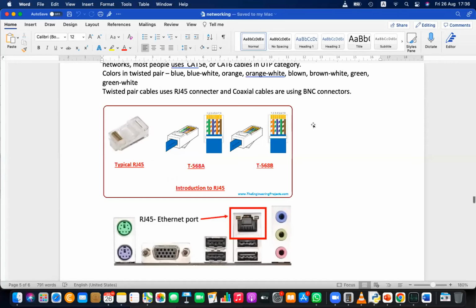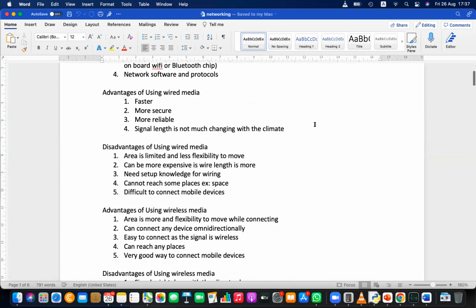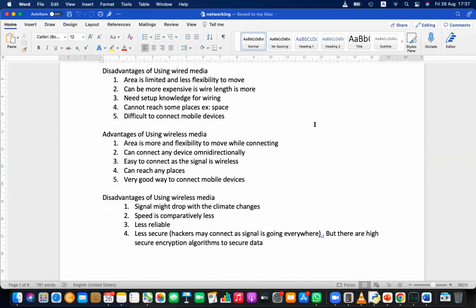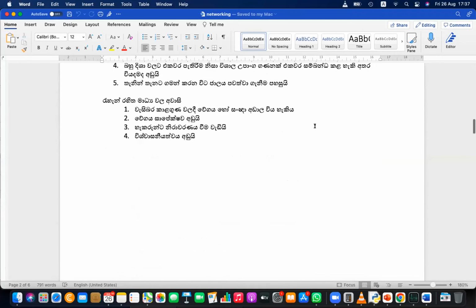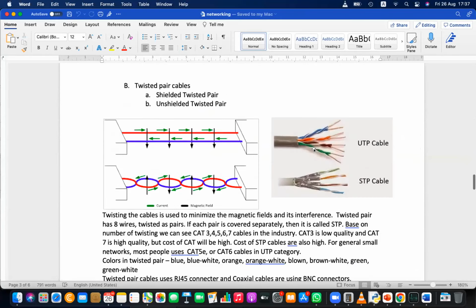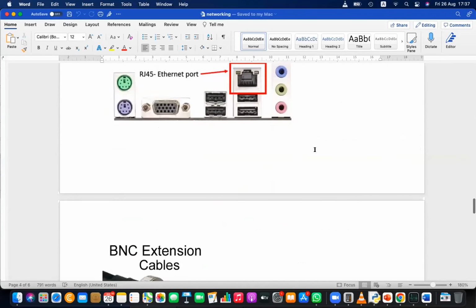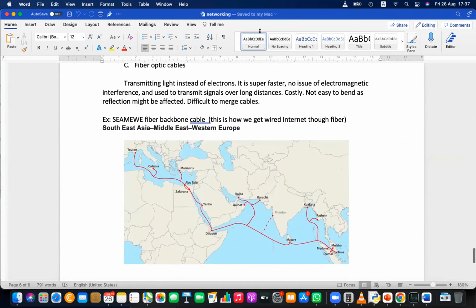Right. Last day we discussed the things needed for a network, and also the advantages and disadvantages of wired and wireless media. Then we discussed coaxial cable, just wrapped around a single axis, then twisted pair cables and then fiber optic cables. So these are the wired technologies that we have already discussed.